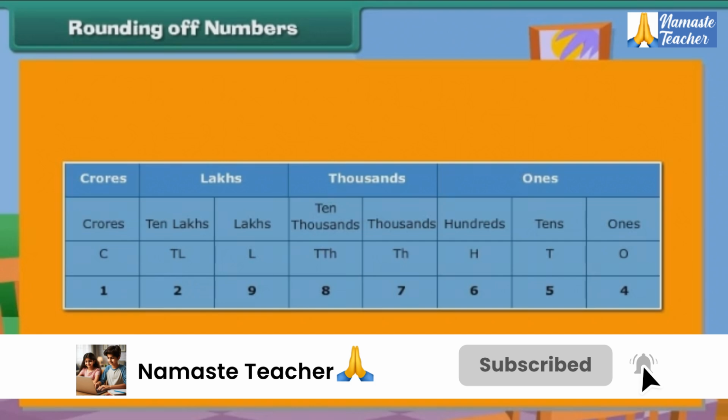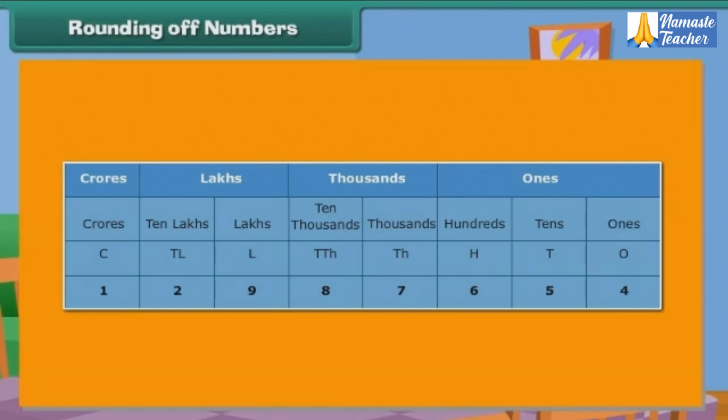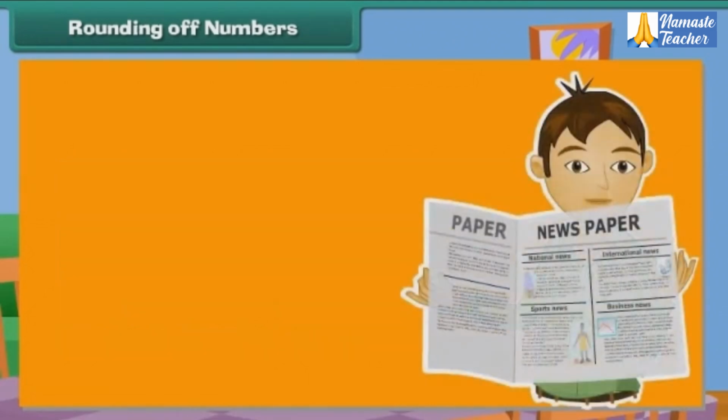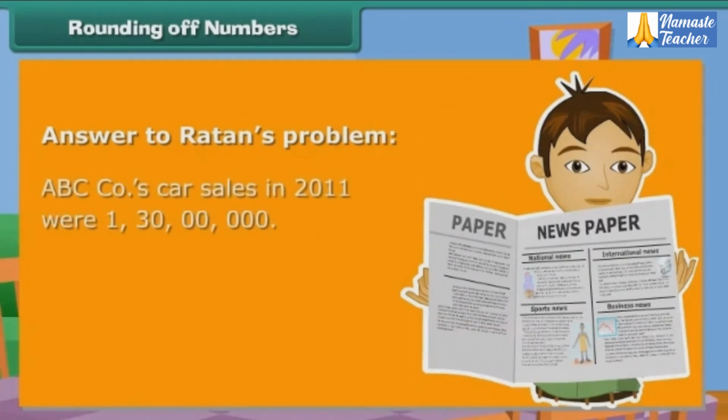We now round off 129,87,654 to the nearest lakh. Consider the figure at 10,000s place. It is 8. 8 is greater than 5. We replace it and the digits following it with 0. We increase the digit at lakhs place by 1. 129,87,654 rounded off to the nearest lakh is 130,000,000. Here is the answer to Ratan's problem. ABC Company's car sales in 2011 were 1 crore 30 lakhs.